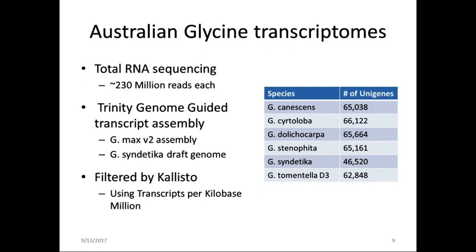You can see in the table the number of unigenes for each one, and they're characteristically all a little bit over 60,000. But Syndetika right here, which was used with the Syndetika draft genome, does have fewer, but it's a draft genome. So we're still looking into seeing if we can get this back up, and see if there are genes missing in the draft genome compared with Glycine max.